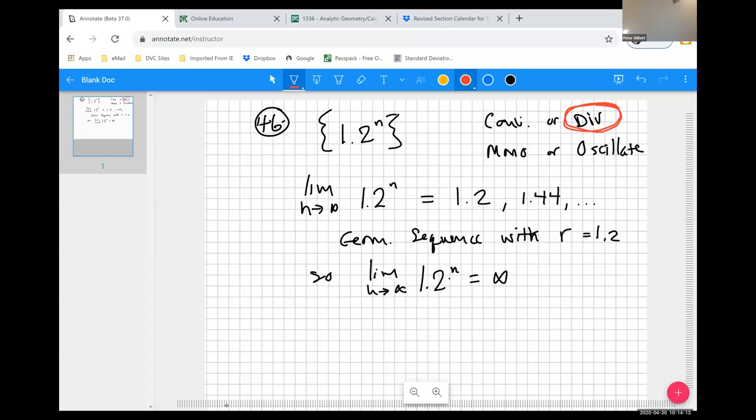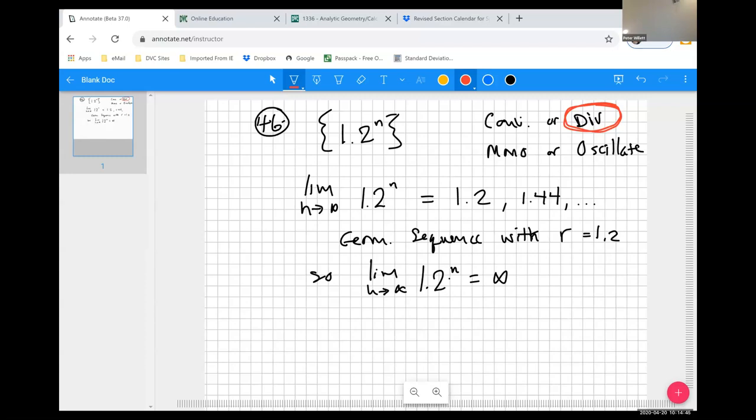Again, infinity is not a number. You cannot say something converges to infinity, because infinity just keeps going and going and getting bigger and bigger. So instead, we would say that it diverges. So then we want to conclude whether it's monotonic or does it oscillate. That goes back to the definitions that I mentioned earlier. Monotonic would mean that it's strictly increasing or decreasing, that each term is bigger than the previous one, or each term is less than the previous one.